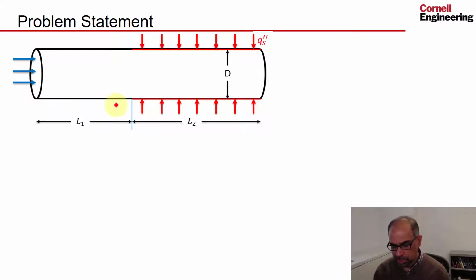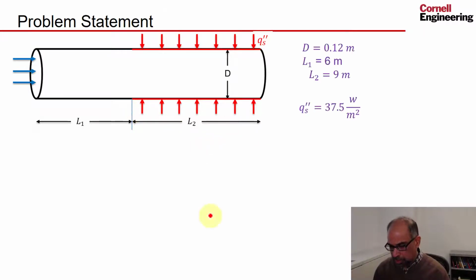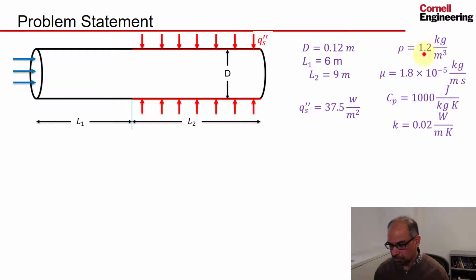And there are two sections to the pipe. The first section of length L1 is not heated. The second section of length L2 is heated with a constant heat flux Qs double prime. And we are given the pipe dimensions, we are given the constant heat flux that's being added, we are given the material properties, which we'll assume are constant.